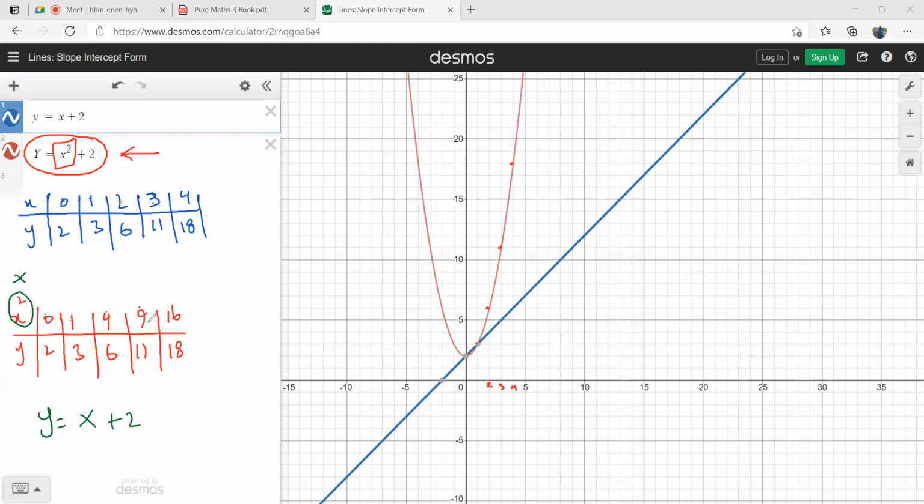If we plot these, suppose I have plotted them here. First of all, on this blue line, you have 0 comma 2. Then you have 1 comma 3. Then you have 4 comma 6. Then you have 9 comma 11. Here is 9 and here it is 11. And then 16 comma 18. Here is your 16 and here is your 18.